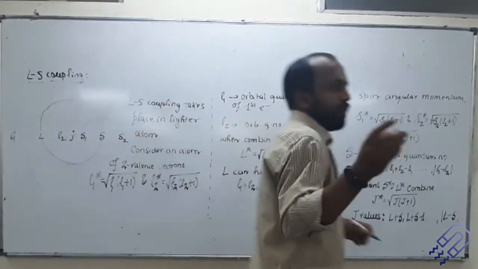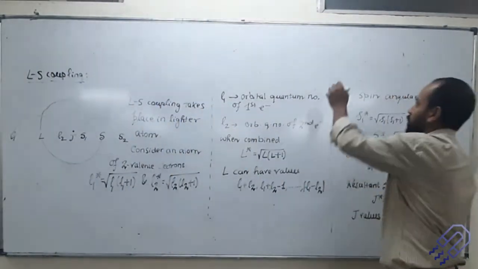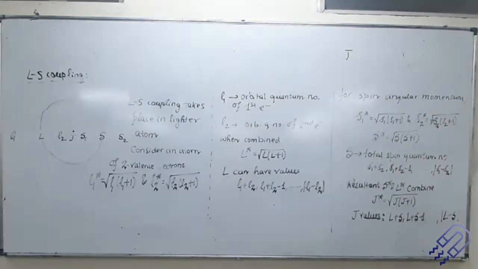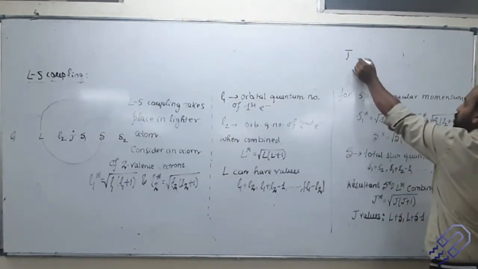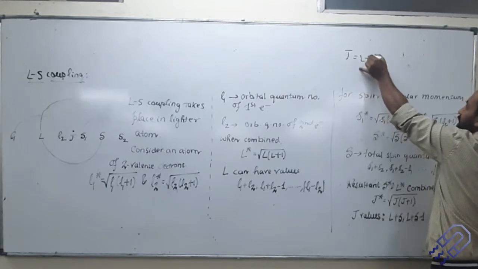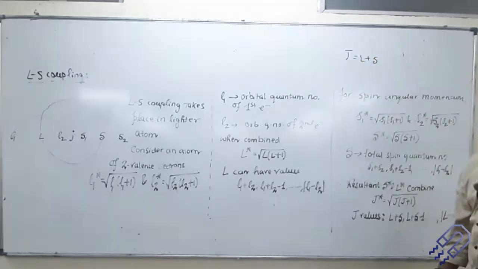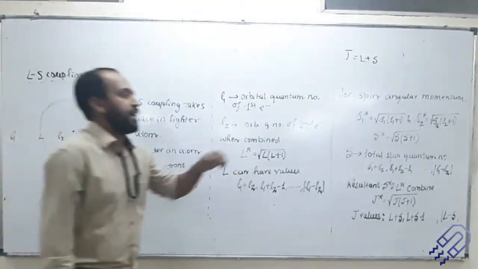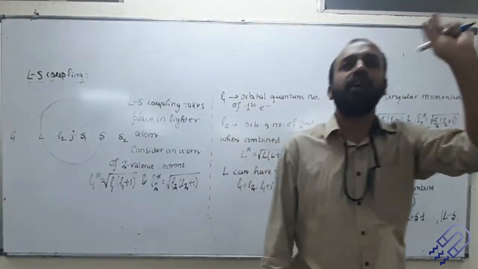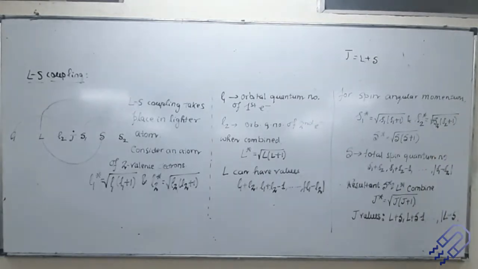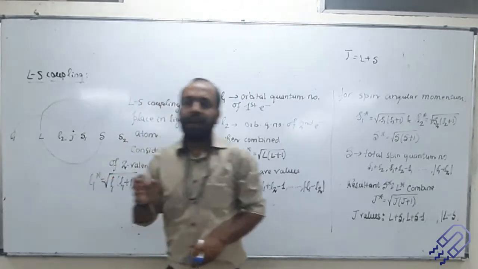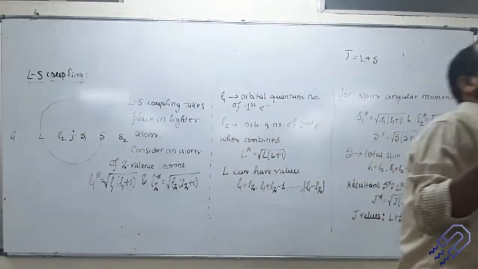So in the last two classes, what we have seen is there is a quantity which is called J, which is the total angular momentum, which is because of two factors. One is L and one is S. तो L मेरा क्या है? Because of the orbital motion, and S मेरा क्या है? Because of the spin of the electron along the axis. ठीक है?